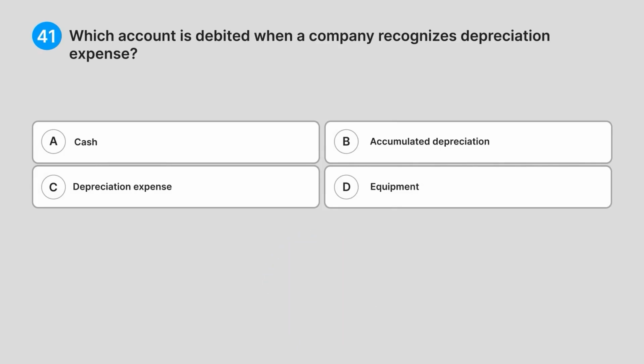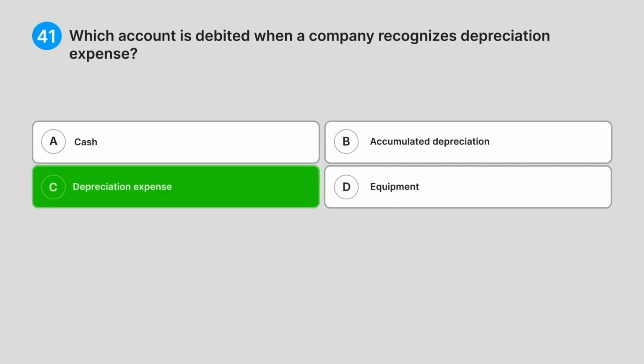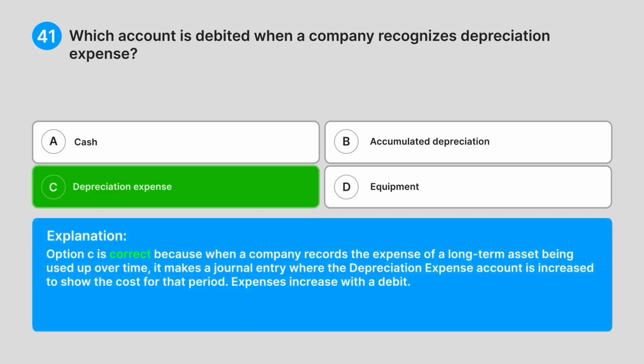Correct answer, C. Depreciation expense. Explanation. Option C is correct because when a company records the expense of a long-term asset being used up over time, it makes a journal entry where the depreciation expense account is increased to show the cost for that period. Expenses increase with a debit.